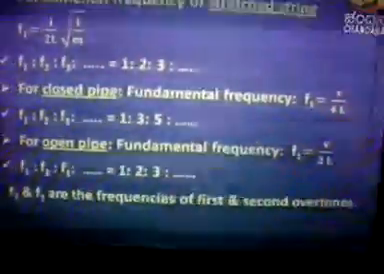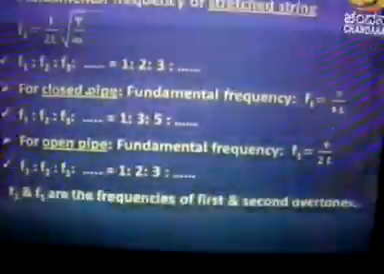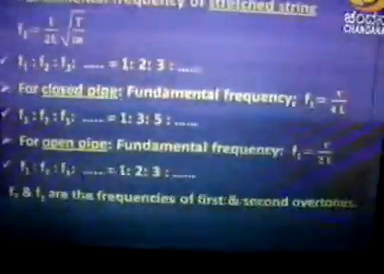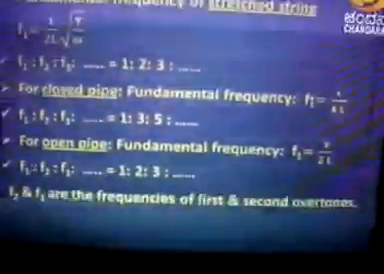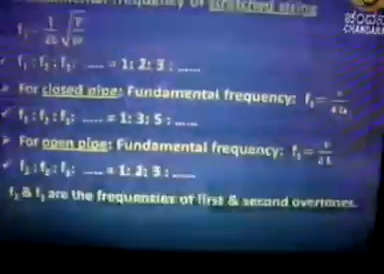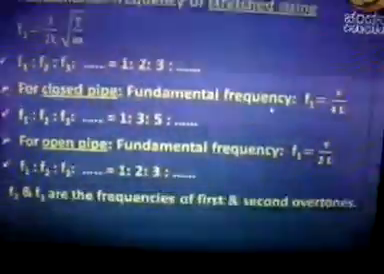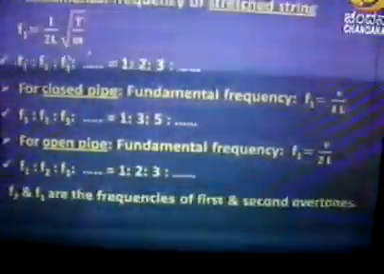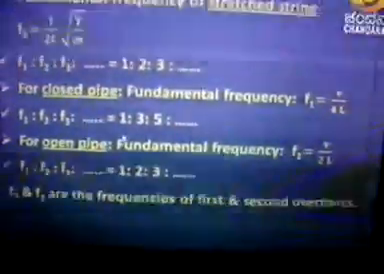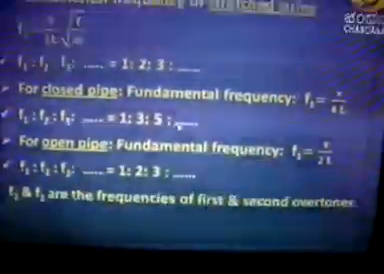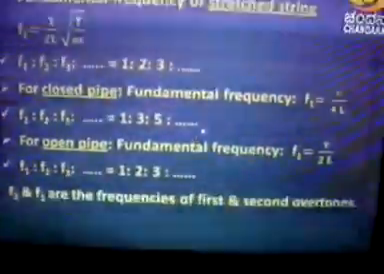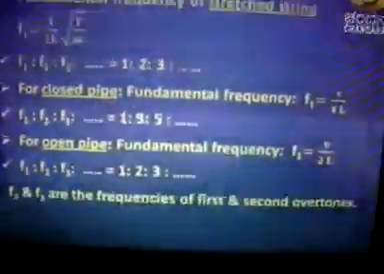In the case of a closed pipe, you have seen the resonance column experiment. The fundamental frequency is given by the expression F1 equal to V upon 4L, where V is the velocity of sound and L is the length of the resonating air column. Next, the different frequencies are in the ratio 1:3:5, etc. That is, only the odd harmonics are present in the mode of vibration of a closed pipe.